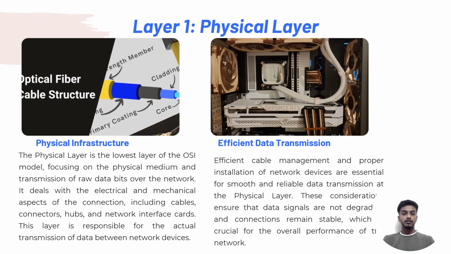In this slide, we are going to discuss layer 1, that is the physical layer, the physical infrastructure. The physical layer is the lowest layer of the OSI reference model, focusing on the physical medium and transmission of raw data bits over the network. So it deals with the electrical and mechanical aspects of communication, including cables, connectors, hubs, and network interface cards. The layer is responsible for the actual transmission of data between the network devices and efficient data transmission.